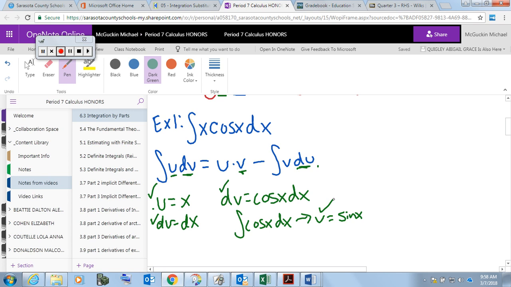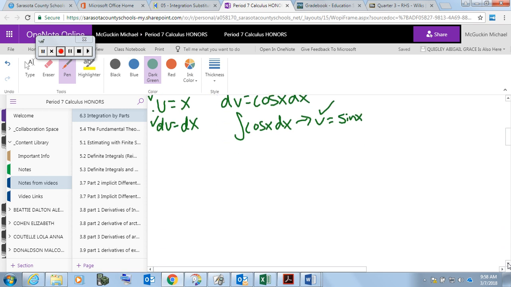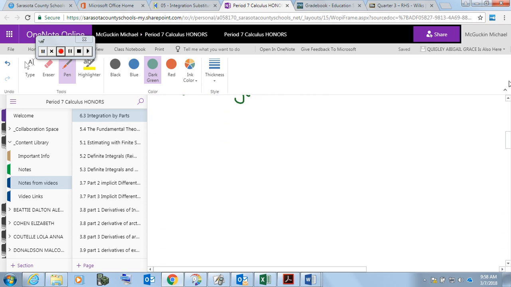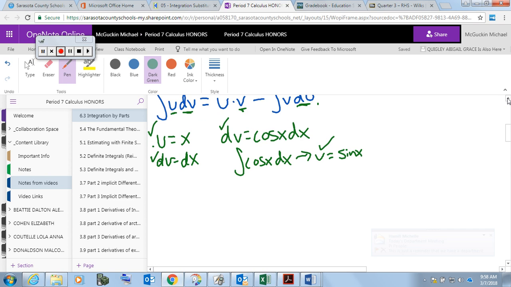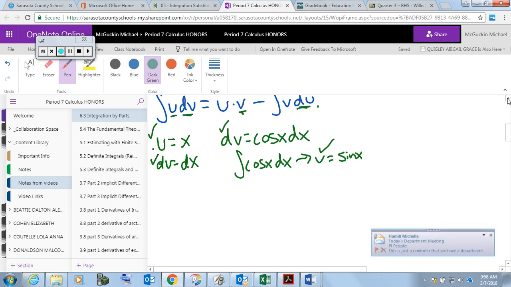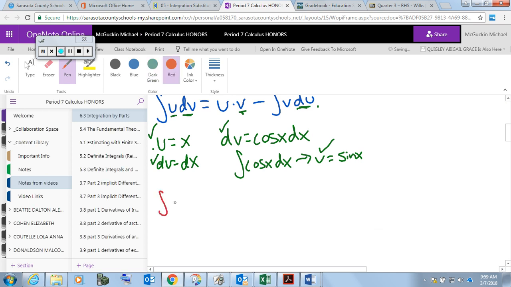Okay, we're getting somewhere. Now, let's start utilizing the formula a little bit more. Alright, now let's take a look at our formula. For the integral of u dv, that was our x cosine x dx, okay? And now we need to put in all the little parts. So I have u times v.